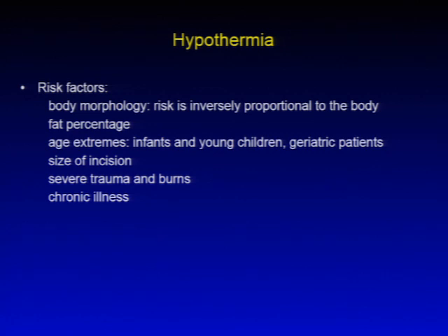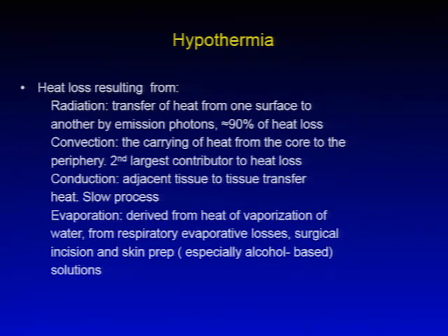The risk factors for hypothermia include body morphology. The risk is inversely related to the body fat percentage. Other risk factors are age extremes, infants and young children, geriatric patients, size of incision, severe trauma and burns, and chronic illness. Heat loss results from radiation, convection, conduction, and evaporation.